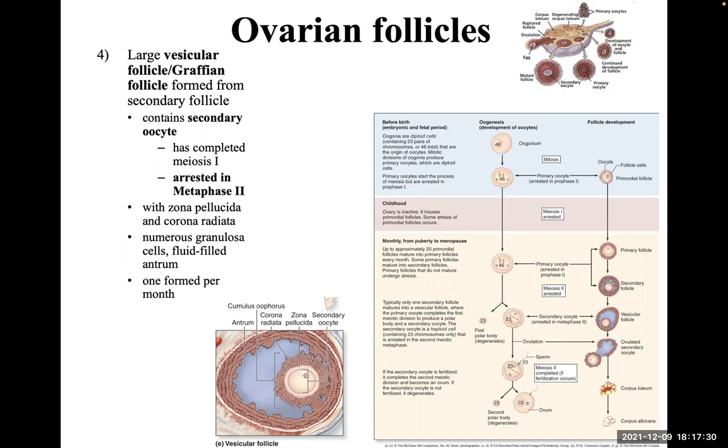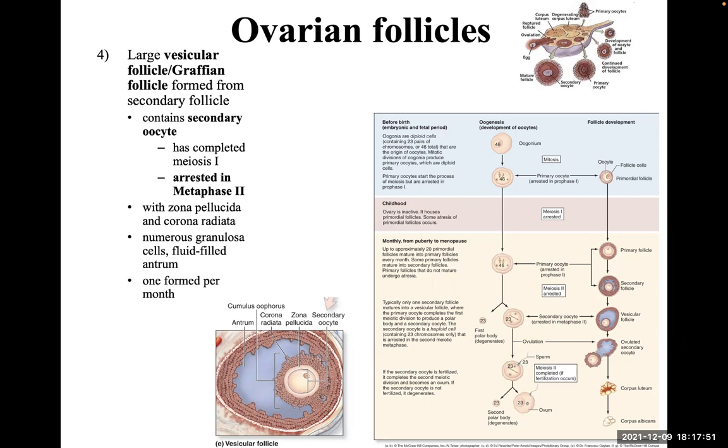The secondary oocyte is the only oocyte that, if sperm are around, is capable of being fertilized, right? So now I'm going to go back to this picture. This is what's happening from puberty through ovulation, and it happens once a month after puberty is reached.